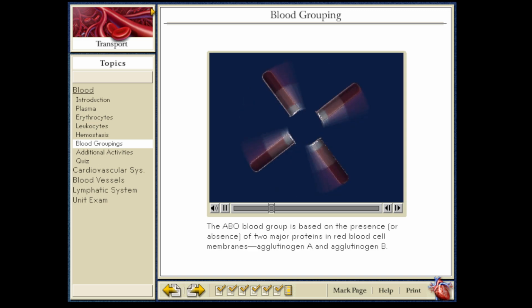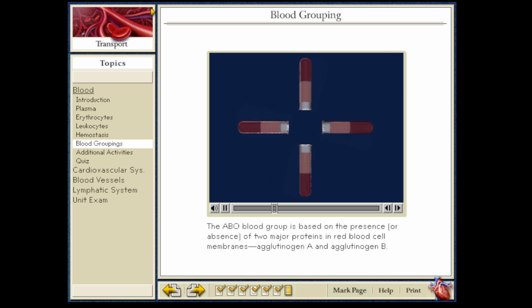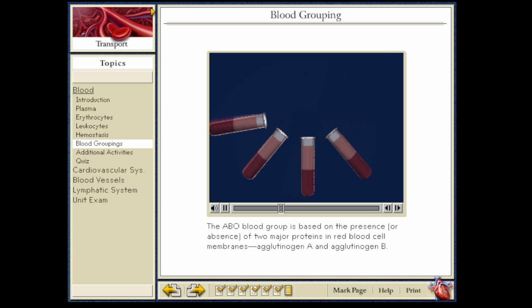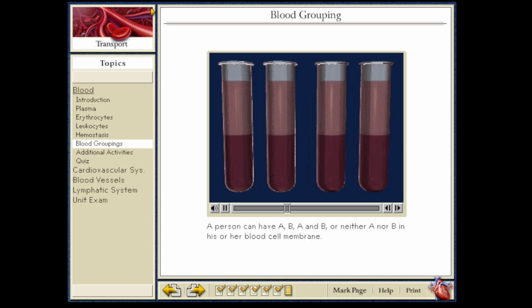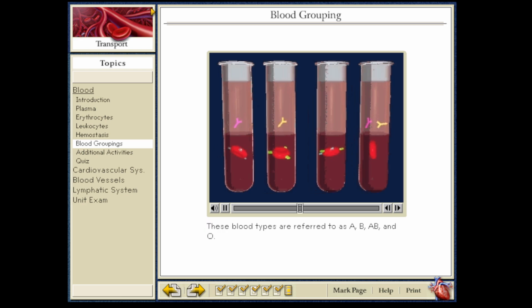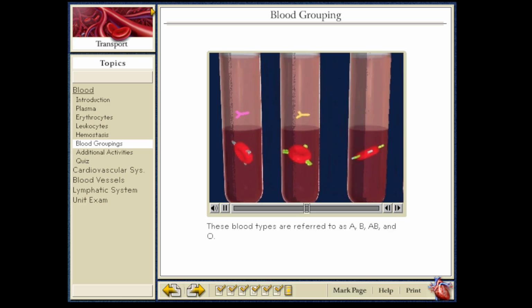The ABO blood group is based on the presence or absence of two major proteins in red blood cell membranes, agglutinogen A and agglutinogen B. A person can have A and B, or neither A nor B in his or her blood cell membrane. These blood types are referred to as A, B, AB, and O.